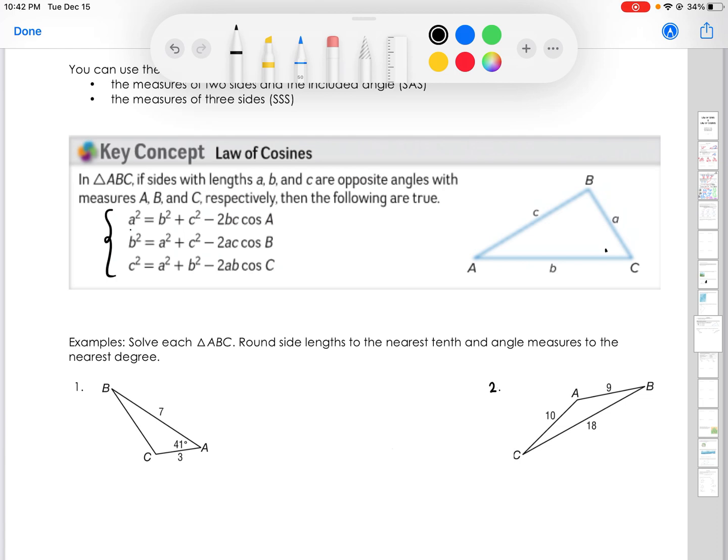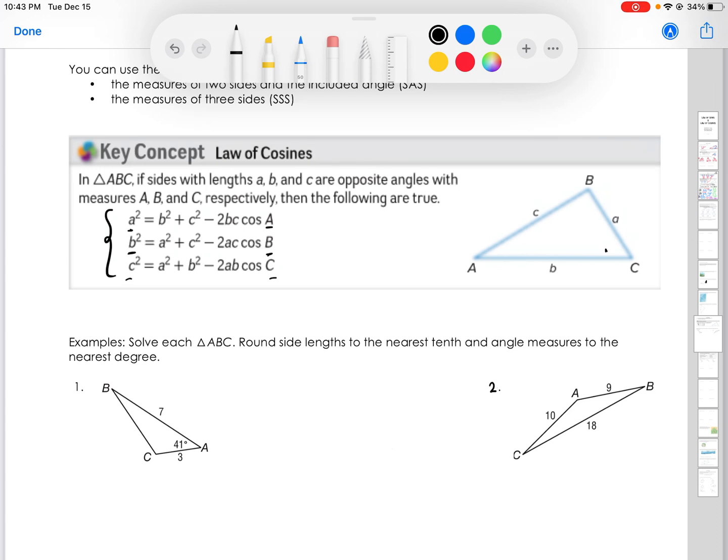And notice the side on the left of the equal sign and the angle are the ones with the same letter, right? I have the a and the big A, the b and the big B, the c and the big C. All right, so the information we're given will determine which of these equations we're going to use.